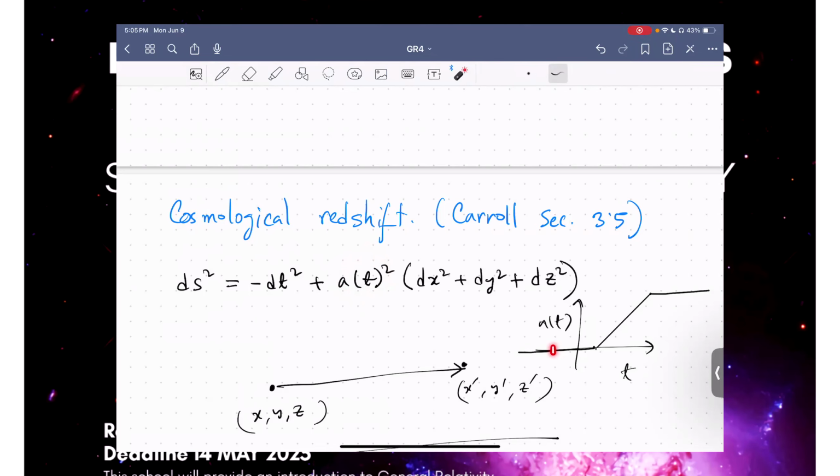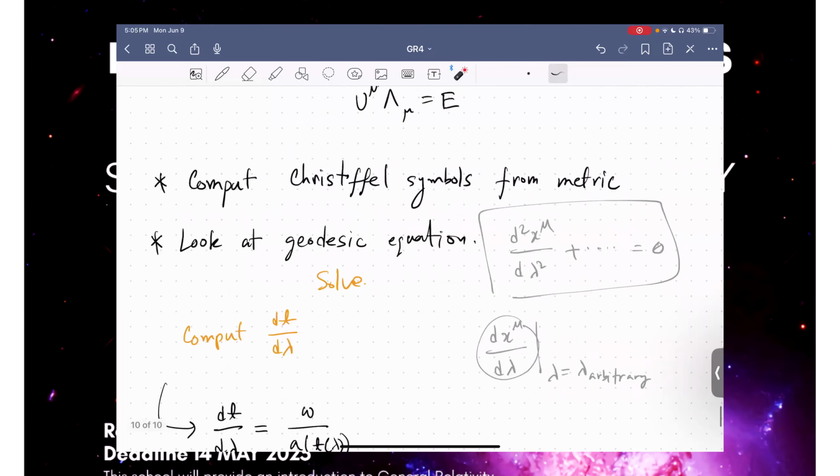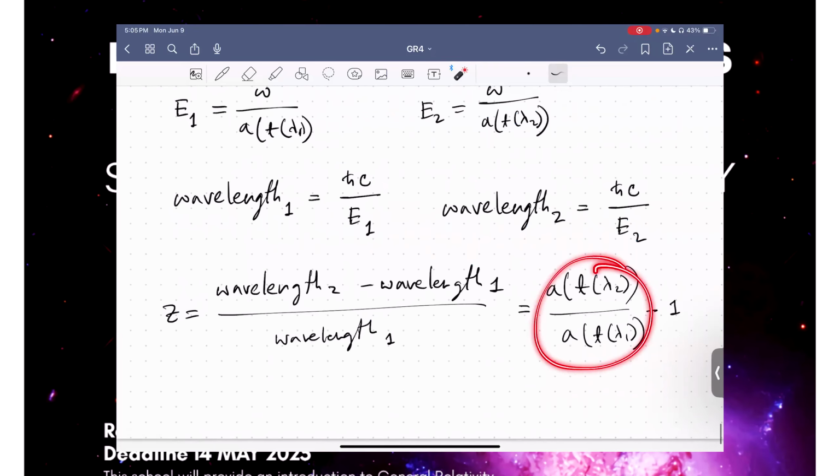Now suppose that some light was emitted at this time and observed at this time. So the value of a(t) is still different. It's something here and something else here. So there will still be a redshift because these values are different, even though nothing is moving anymore.